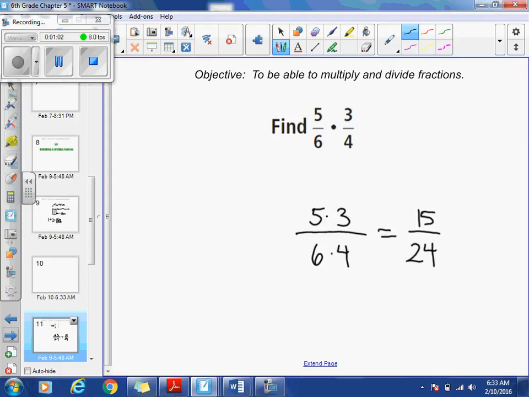Answers should always be written in simplest form, so we should check and see if we can divide both of these numbers by a common factor. So does 2 go into both of them? Nope, they're not both even numbers. Does 3 go into both of them? Let's try that next. 15 divided by 3 is 5. 24 divided by 3 is 8. So 5/8 is equivalent to 15/24.